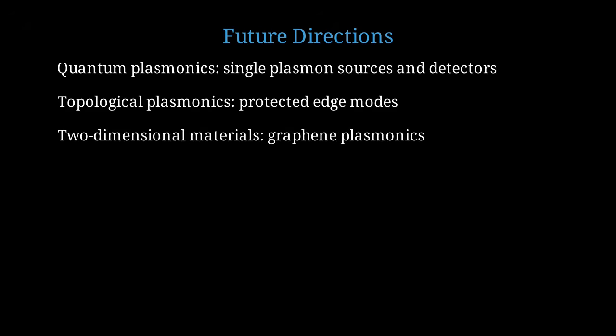Two-dimensional materials like graphene support plasmons with even stronger confinement and electrical tunability. Graphene plasmons can have wavelengths up to 100 times smaller than free space, achieving unprecedented confinement. Let's summarize how we've resolved the Nano-Plasmonic Paradox.